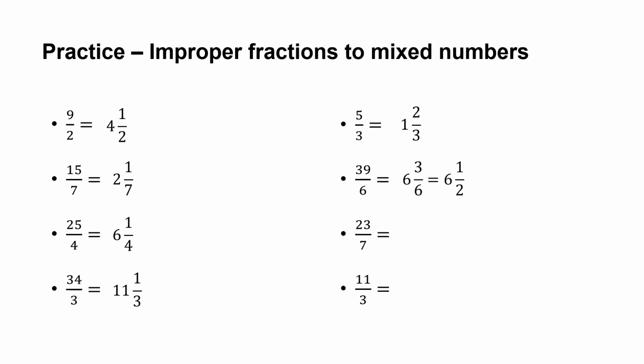Next, we have 23 over 7, which if we divide top by bottom, we get 3. And then our remainder is going to be 2/7. And lastly, we have 11 over 3. So this is going to give us 3 as our number term. And then we're going to have 2/3 remaining.